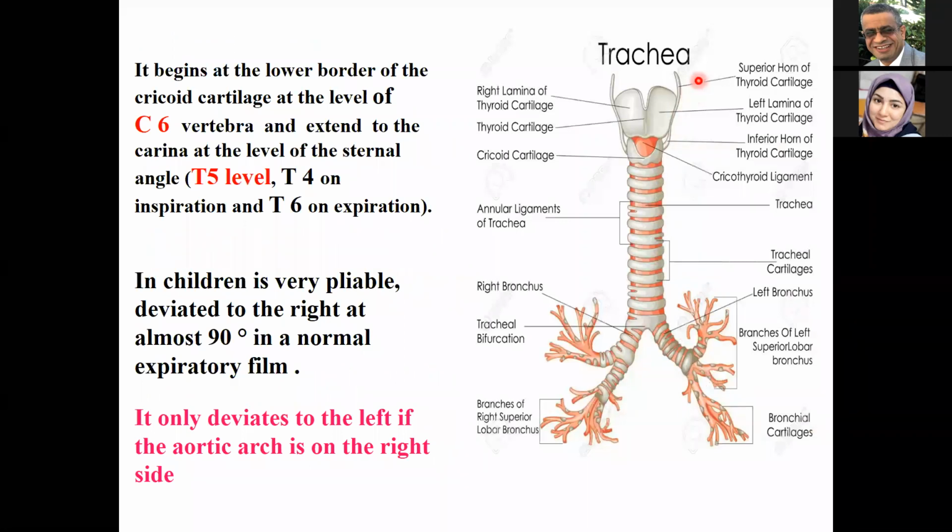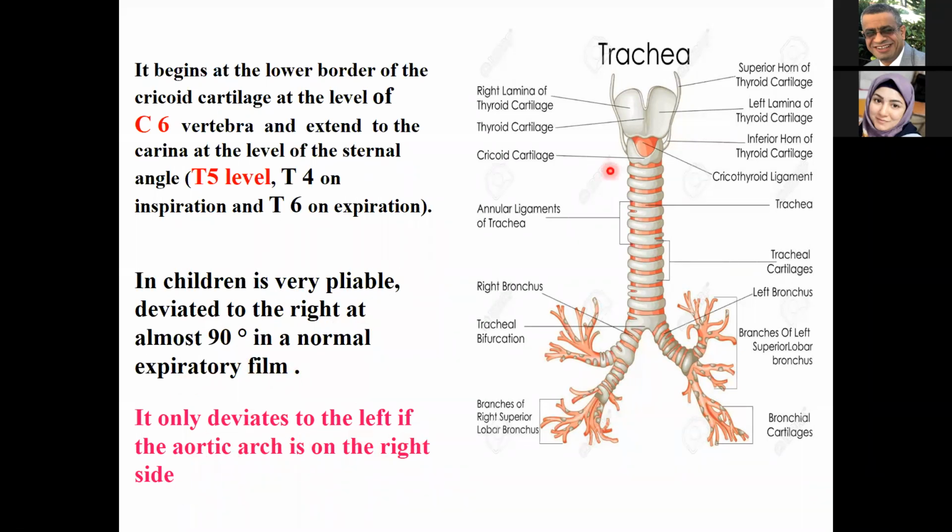It begins at the lower border of the cricoid cartilage at the level of the C6 vertebra, and extends to the carina at the level of the sternal angle, T5 level, T4 on inspiration, and T6 on expiration. In children, it is very pliable, deviated to the right at almost 90 degrees in a normal expiratory film. It's only deviated to the left if the aortic arch is on the right side.